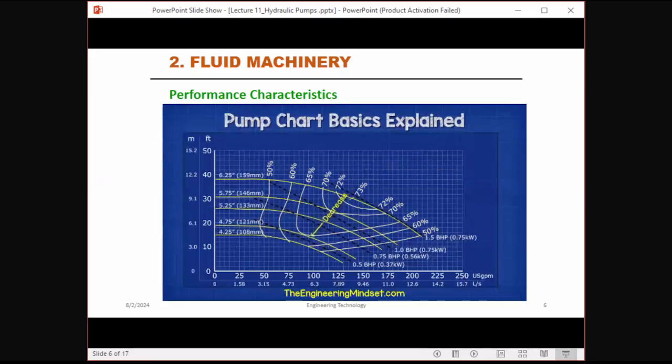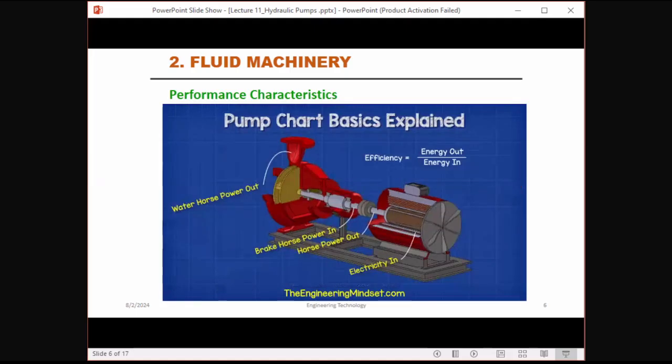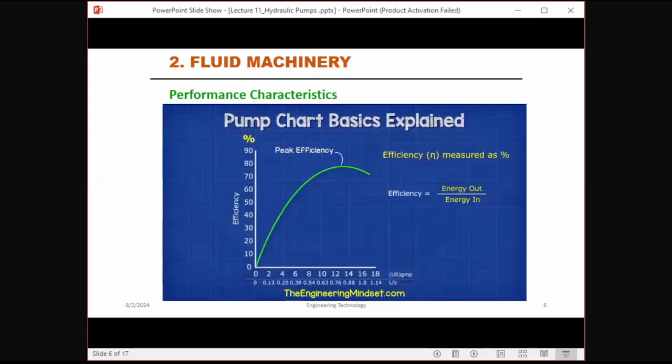In multiple impeller size charts we see that the efficiency decreases as the impeller size also decreases. And that's because the gap between the impeller and the pump casing increases. And that will allow water to recirculate in this region and therefore waste energy. The efficiency is the ratio or comparison between the amount of energy going into the pump versus the amount of energy we get out of the pump. So ideally we want this to be as close as possible to the peak for optimal performance.